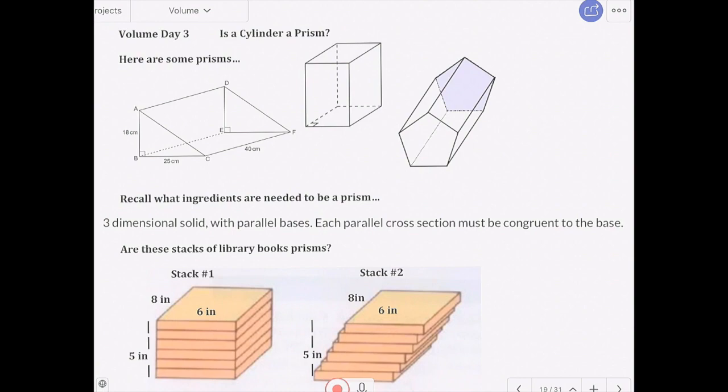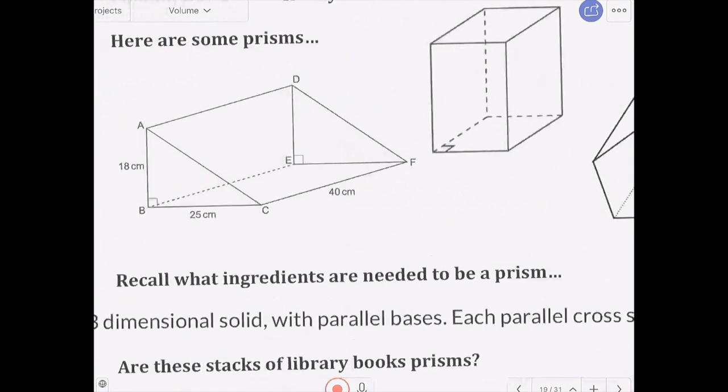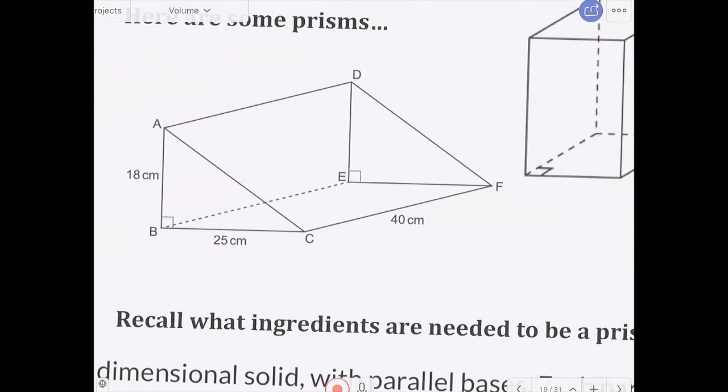In the last video that I recorded, we looked at prisms, and to be a prism, these are the ingredients that are necessary. It has to be a three-dimensional solid with parallel bases, and each parallel cross-section must be congruent to the base. So let's take a closer peek at this prism here and take a look to see what makes it tick. So this is a prism because it has parallel bases.